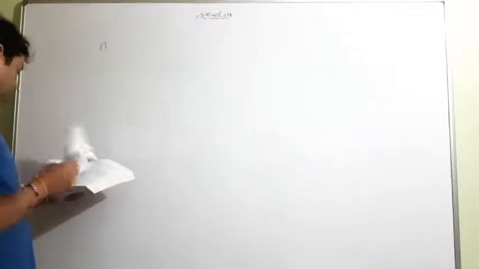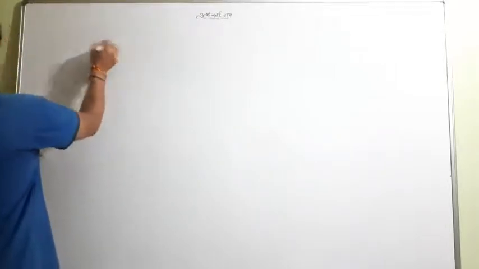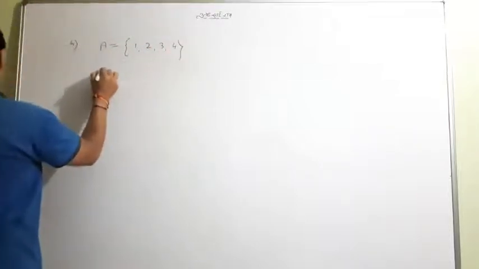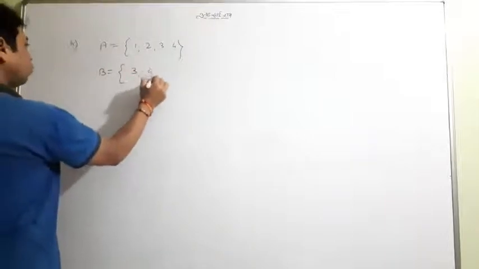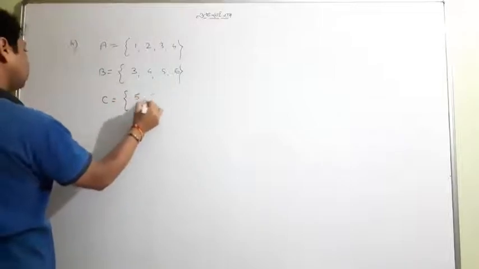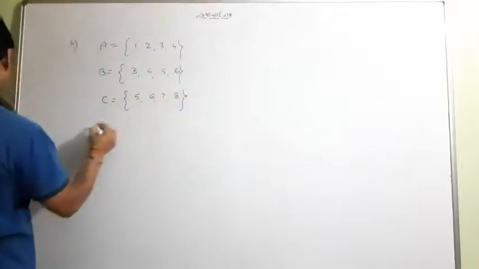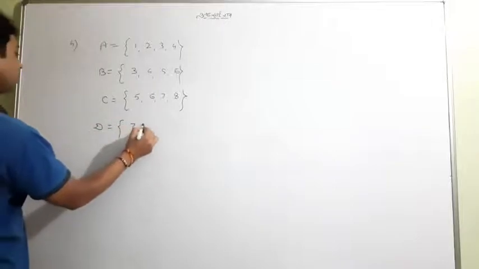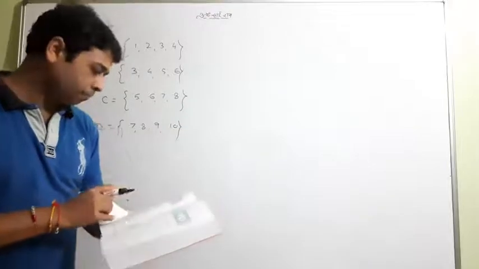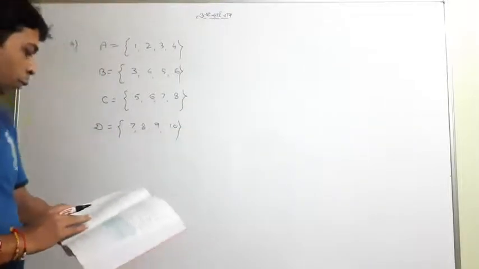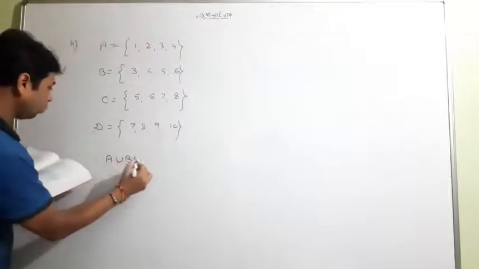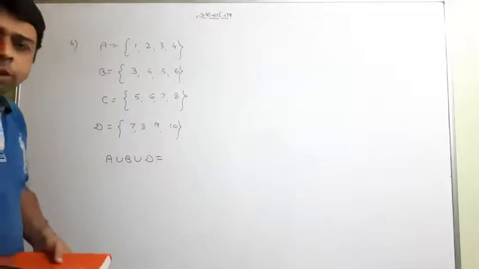Suppose you have A equal to 1, 2, 3 and 4, and B equal to 3, 4, 5 and 6. C is equal to 5, 6, 7 and 8, and D is equal to 7, 8, 9 and 10. Many questions are asked in the same question, so one question I want to take. Suppose we are told A union B union D. What is the answer? I don't think it's a tough one for you.